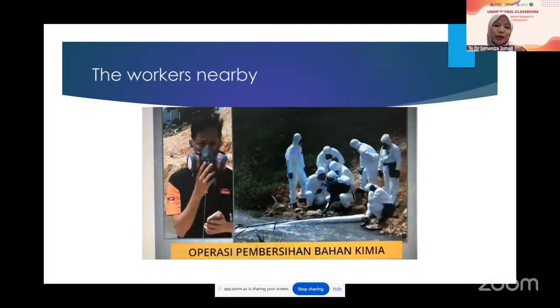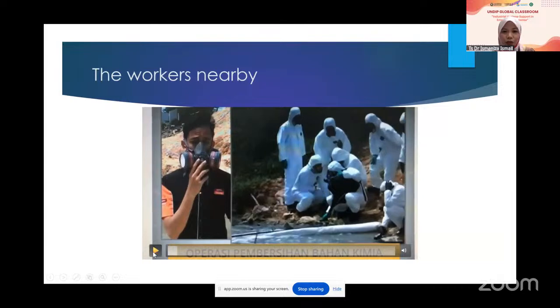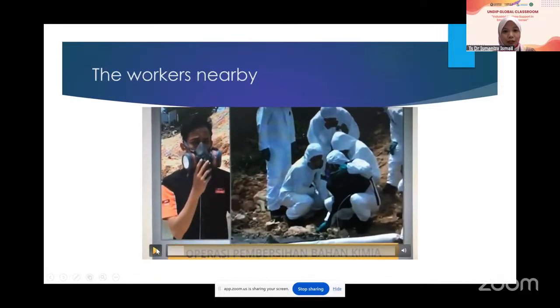This is supposed to be a video showing what was going on during the Sungai Kim Kim incident, as you can see on the right hand side. Hold on. Can you hear the audio that I played a while ago? Yes, it's audible. That's good. I was wondering whether you could not hear the audio.